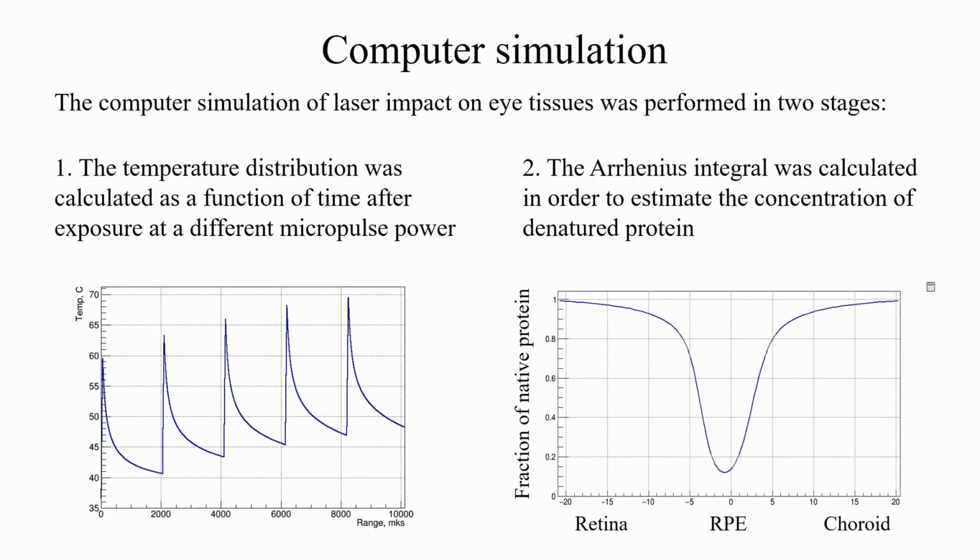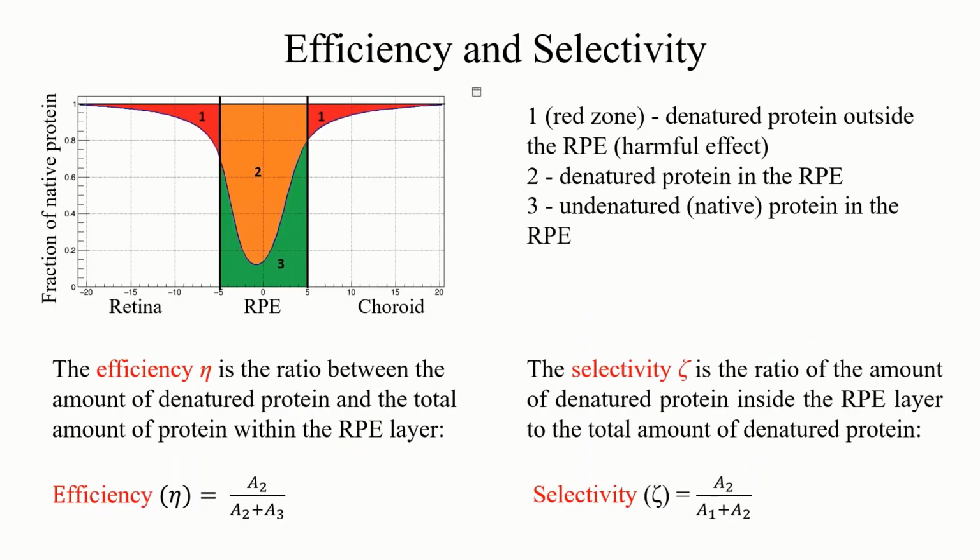To do this, a computer simulation of the laser radiation effect on the eye tissue was performed. It was done in two stages. At first, the temperature distribution was calculated as a function of time after exposure at a different Micropulse power. After that, the Arrhenius integral was calculated in order to estimate the concentration of denaturated protein. As you can see from this slide, Zone 1 reflects the extent of damage to the adjacent structures outside the RPE, the harmful effect. Zone 2 is denaturated protein in the RPE. Zone 3 is undenaturated native protein in the RPE.